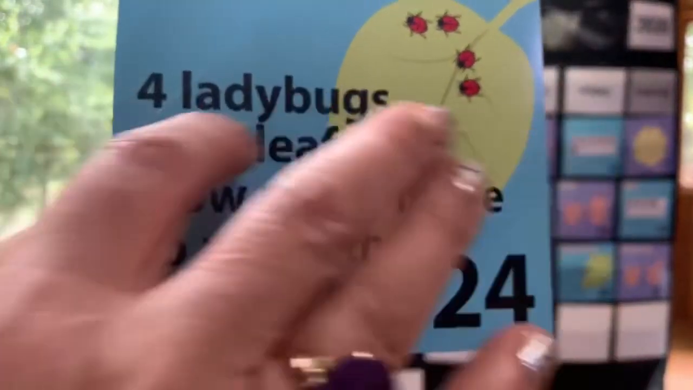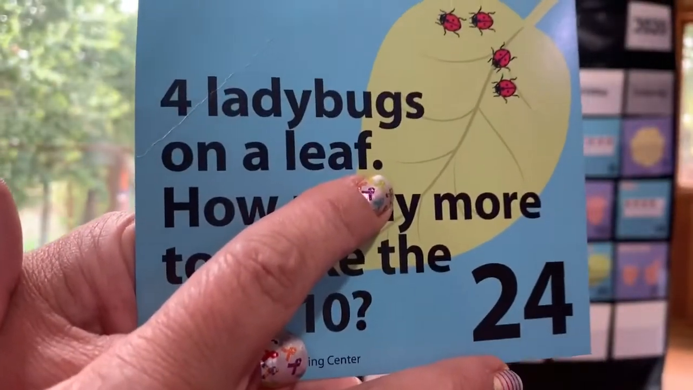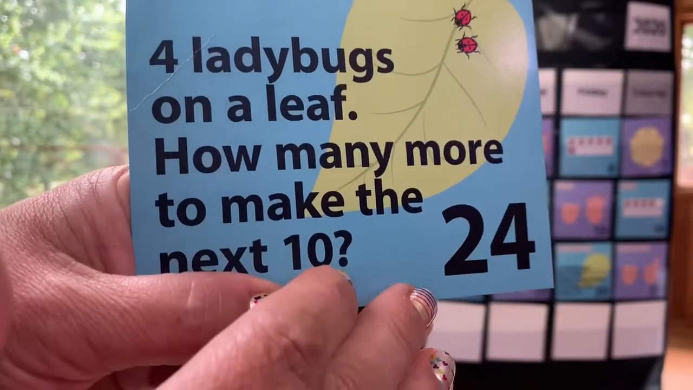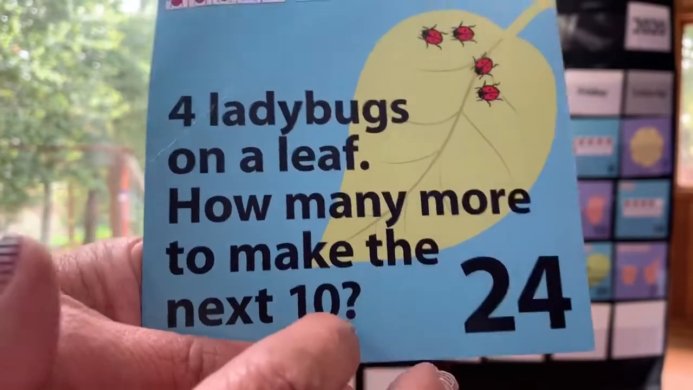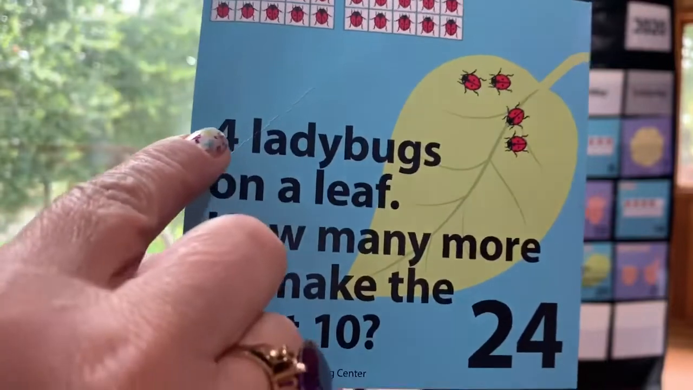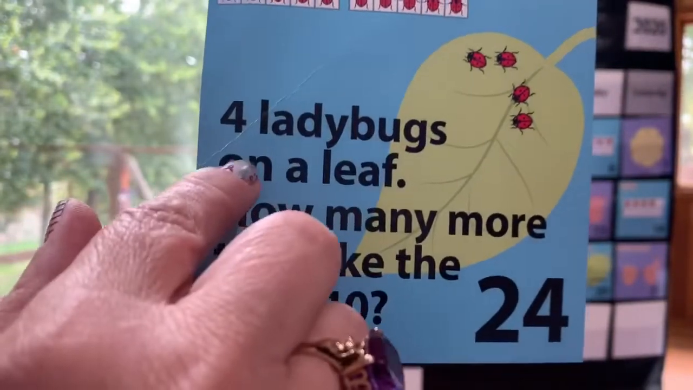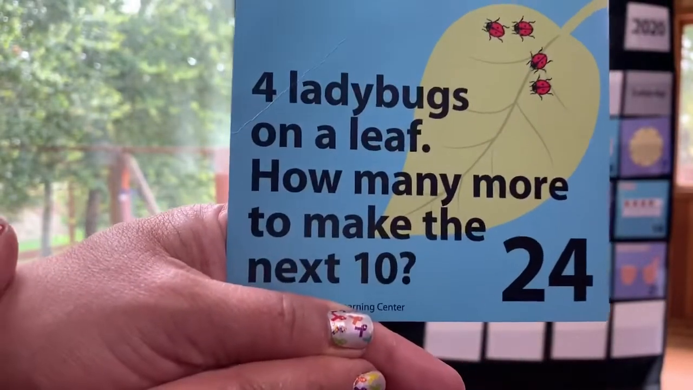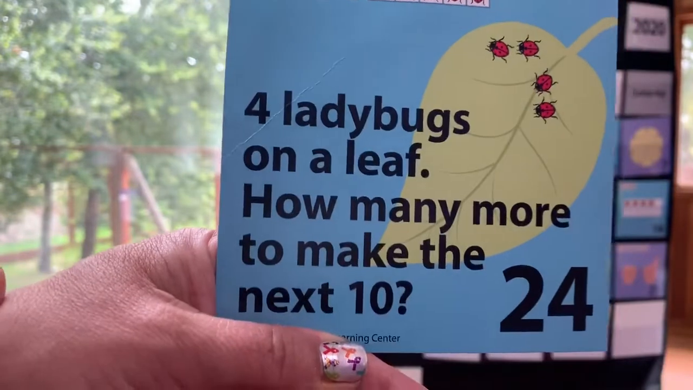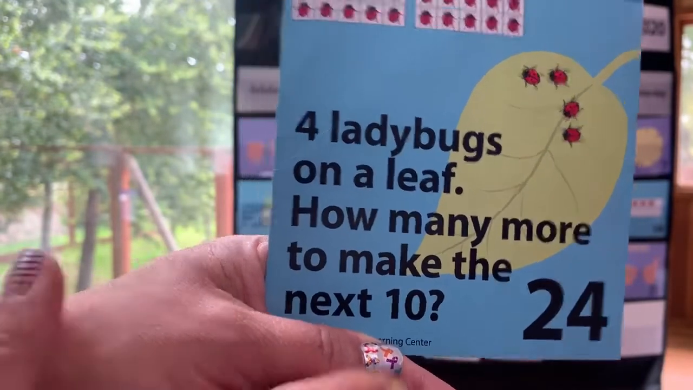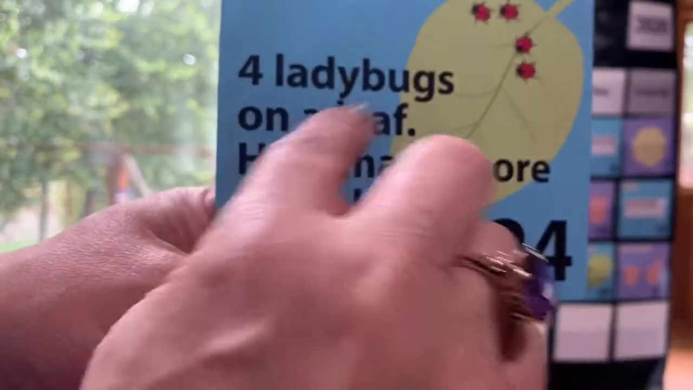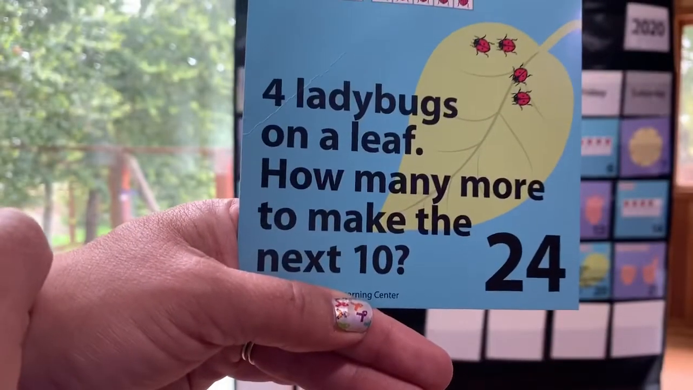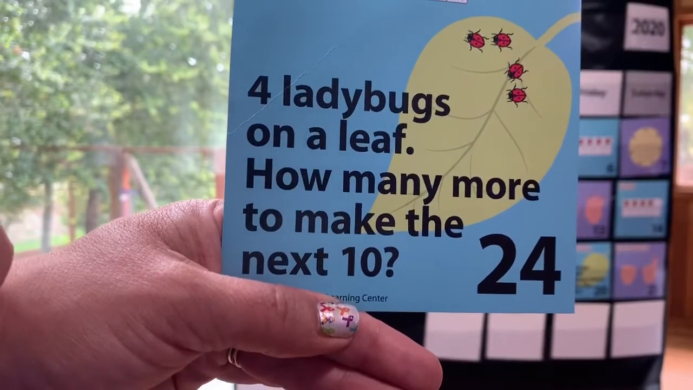One is a telling sentence that gives us information. And then the next one is a question sentence asking us to do something. So 4 ladybugs on a leaf. How many more to make the next 10? Same thing we've been doing. So show me with your fingers. If we have 4 ladybugs on a leaf, how many more to make the next 10?